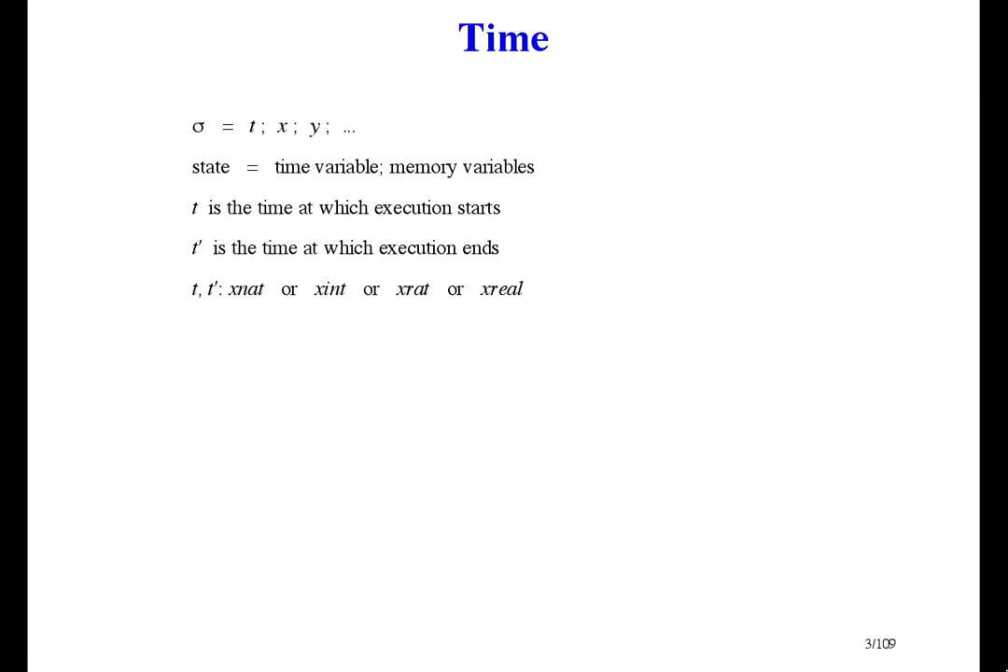Now that we have a time variable, the definition of implementability changes slightly. It used to say, for all sigma, there exists sigma prime such that S is satisfied. Now sigma and sigma prime include time as well as memory variables. So it says, for all initial states of memory and starting times, there exists a final state of memory and final time to satisfy S with non-decreasing time. A specification is unimplementable if it requires time to go backwards.